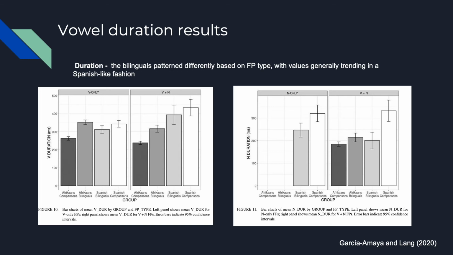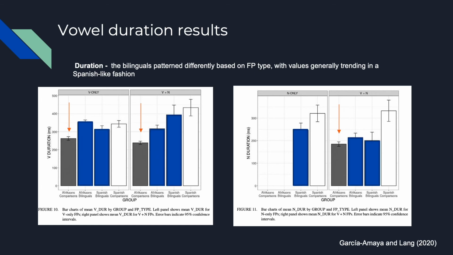In terms of duration, the Afrikaans comparison group's FPs are consistently shorter than the Spanish comparison group's FPs. The bilingual results show different trends in vowels and consonants, as shown in the graph.